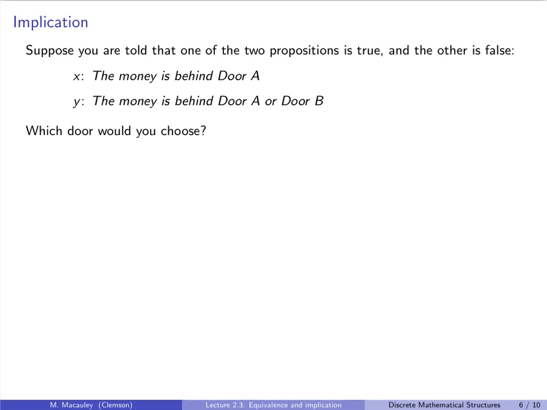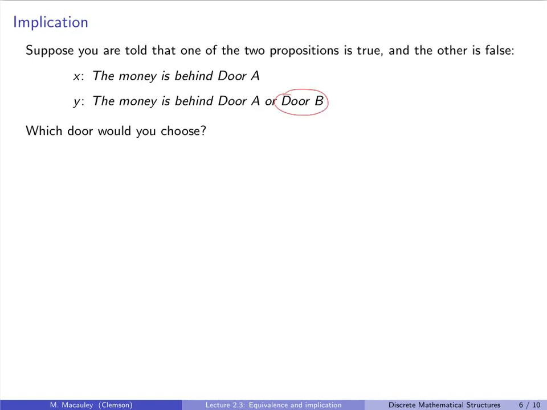Suppose you were told that one of the two propositions is true and the other is false. First, X says that the money is behind door A, and Y says the money is behind door A or door B, at least one of the two. Which door would you choose? Well, hopefully you can see right away that door B has got to be where the money is.